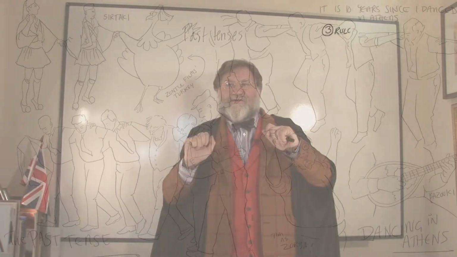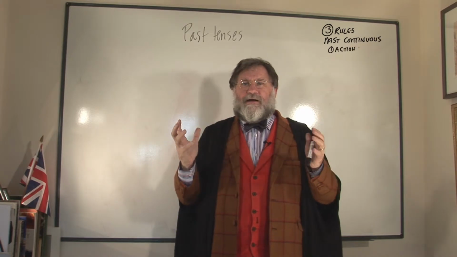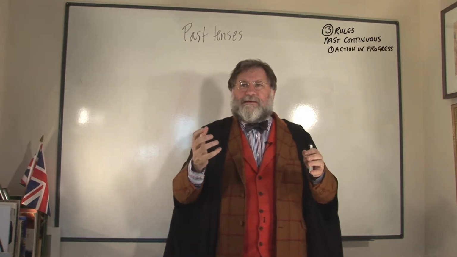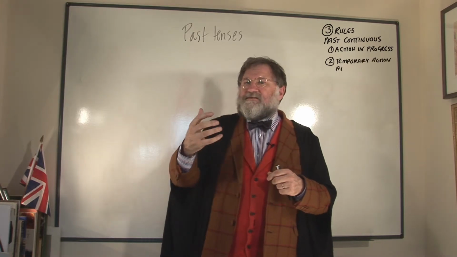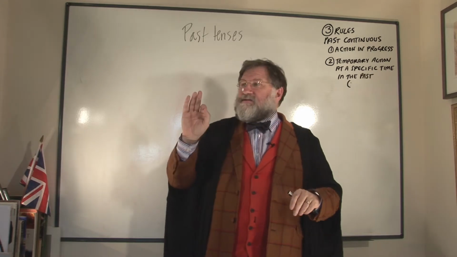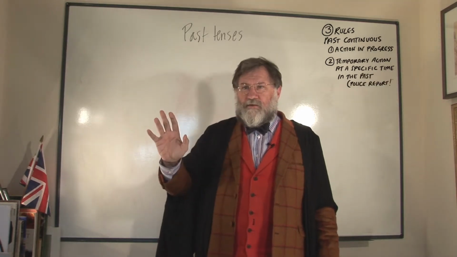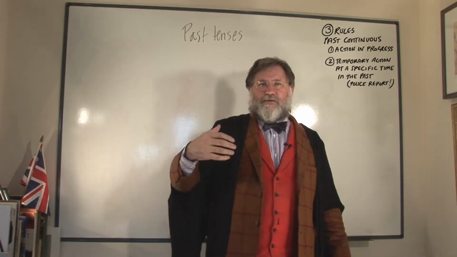There are 3 rules that govern the past continuous. Actions in progress. I was dancing when the phone rang. I was eating while she was talking. The second is temporary action at a certain time in the past. Think of a police interview. I was eating my dinner when the phone rang, or I was eating my dinner when I saw the man hit my car.